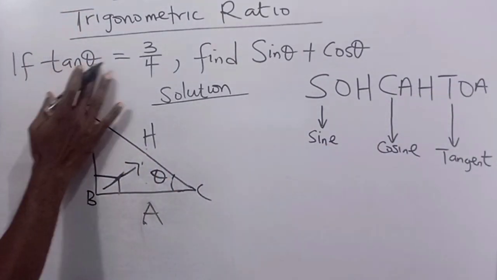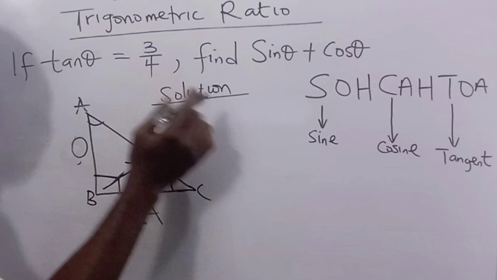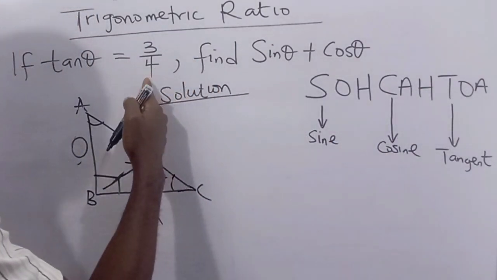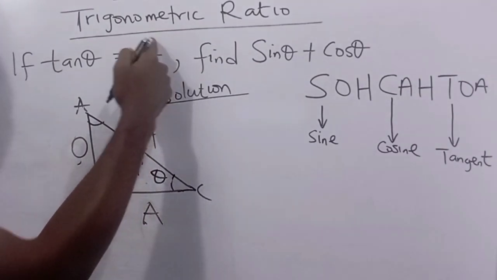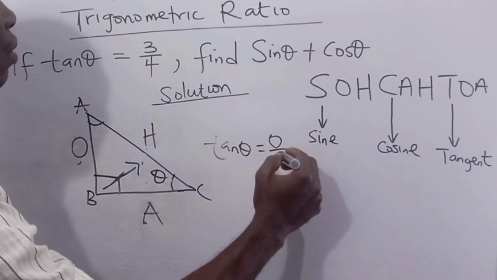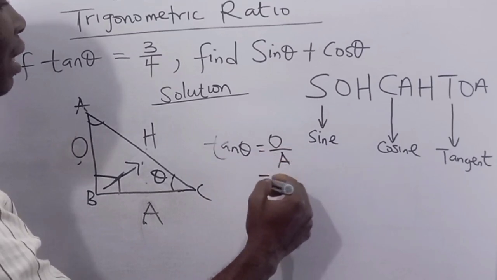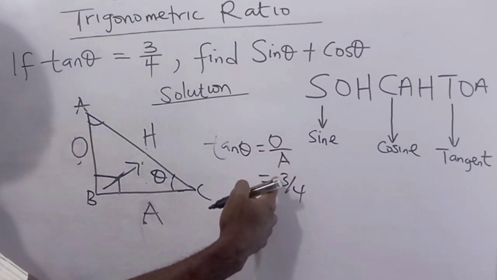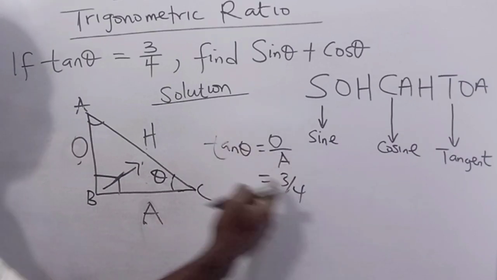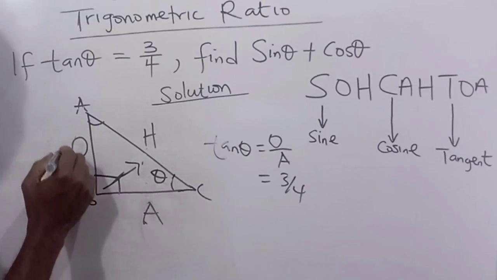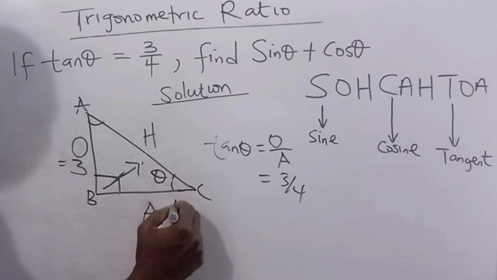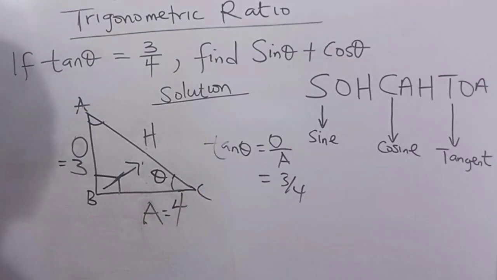Here we have tan theta is equal to 3/4. Since tan gives the ratio of the opposite to the adjacent, tan theta is equal to opposite all over adjacent and is equal to 3/4. So 3 corresponds to the opposite. The opposite is 3 and the adjacent is 4.